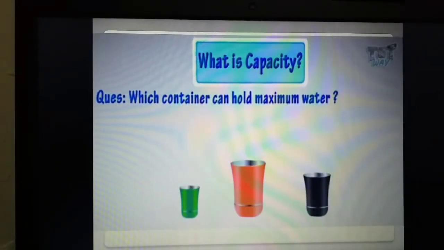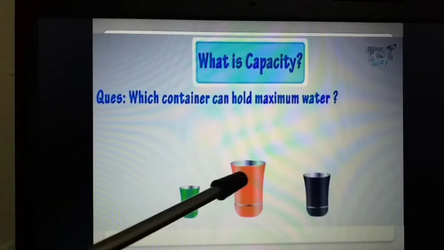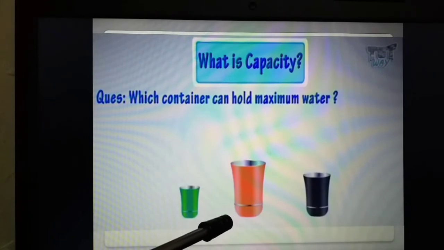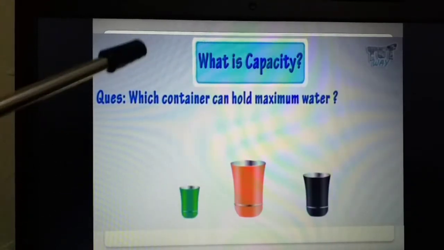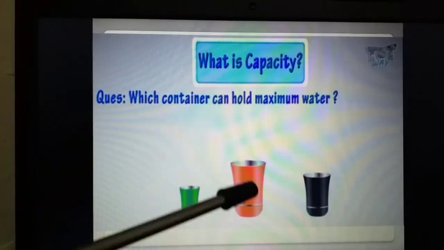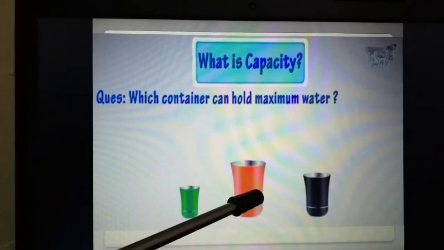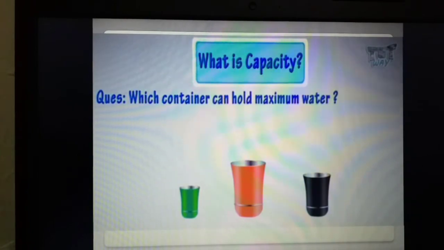Now, which container holds maximum water? Yes, the red one. This container can hold the maximum amount of water. So, we can say that the red container has the maximum capacity among all these containers.